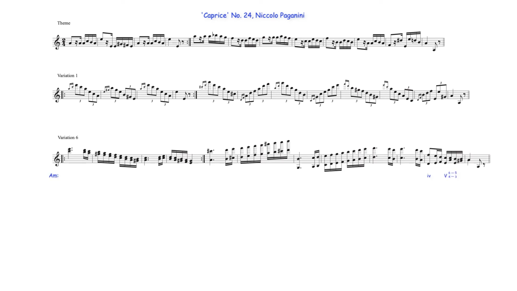Here Paganini uses minor subdominant harmony, leading to a cadential 6/4 progression for the final cadence.